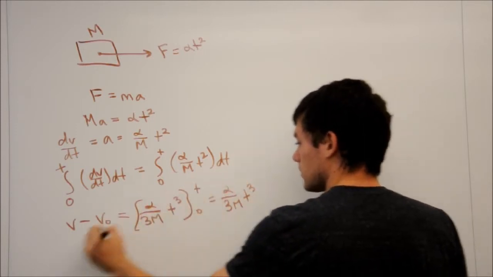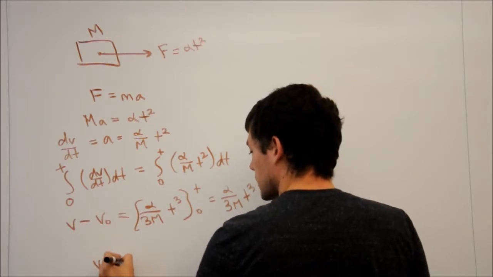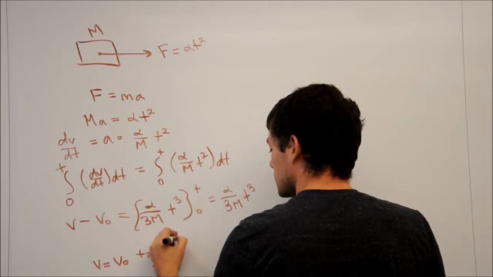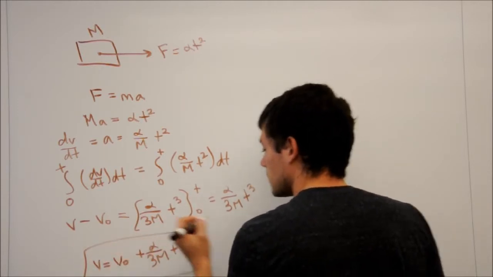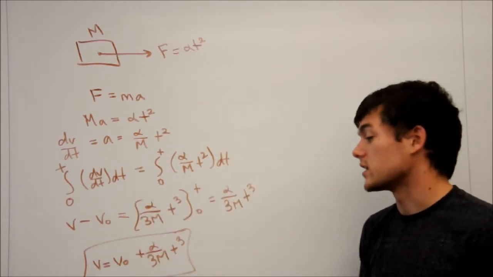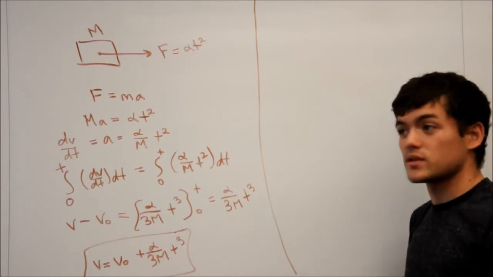So this, once we pull this v over, is going to be v equals v naught plus alpha over 3m times t cubed. And this is going to be our answer for part A, the velocity of the ship at any time t. Now we're also asked in part B to find the position.